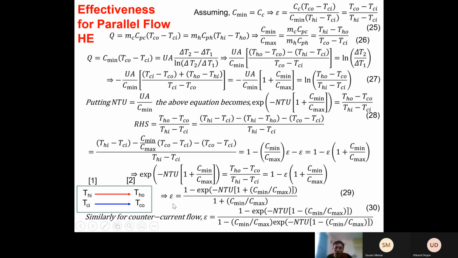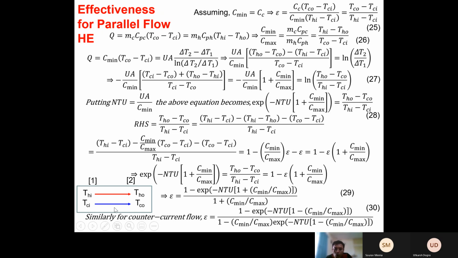But you can derive a similar expression by doing a similar analysis for a counter current flow. For a counter current flow, you get the equation which is shown by equation number 13. That is given as 1 minus exponential of minus NTU, 1 minus C min by C max, bracket close, divided by 1 minus C min by C max exponential minus NTU, 1 minus C min by C max, again bracket close. So this equation 13 is for counter current flow, whereas equation number 29 is for co-current flow. I have not derived the expression for counter current flow, but you can derive it. Okay, this is easy to derive. It's not difficult. You start in a similar manner like this, but use a counter current flow.